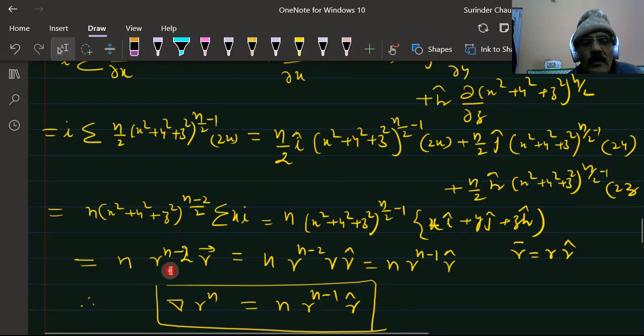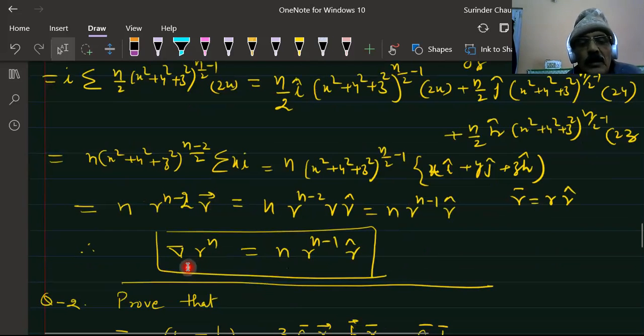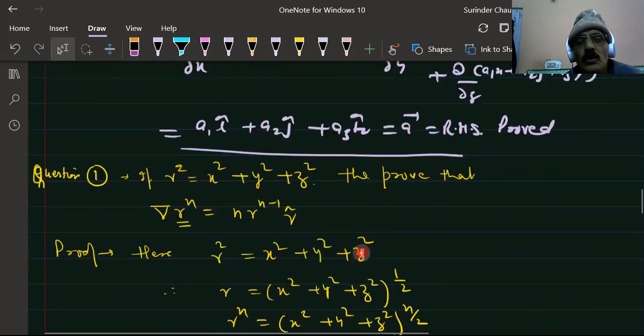So this is equal to r square to the power n by 2 minus 1, times the vector r. Now the vector r can be replaced by the magnitude of r into the unit vector. If you replace this by this, the base is the same. They are scalars. So the gradient of r square n is equal to n r square minus 1 into vector r. So this is what we were asked to prove.